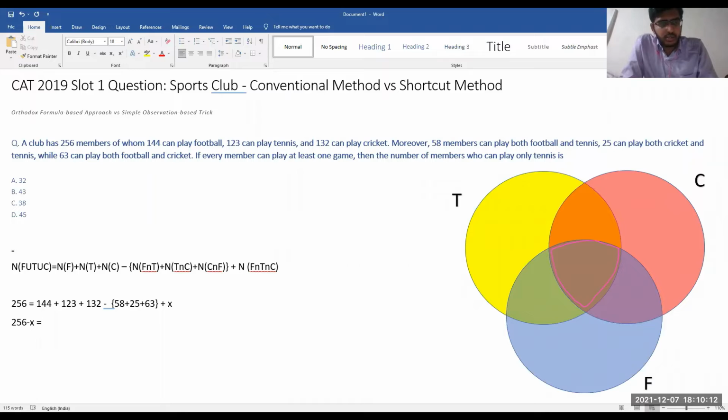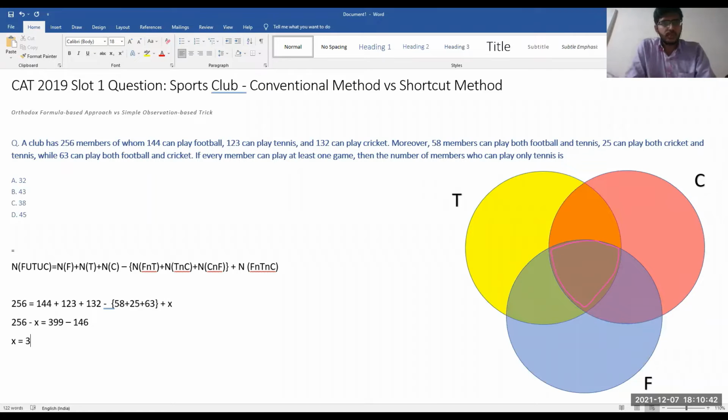Yes, 399. So let's write a 399 here, right? And minus, what was that? 146. Yes, 146, right? And very quickly, so we have x equals 399 minus 146 minus 256. So 256 this side and 146 is subtracted. So we're going to get x equals 3, right?